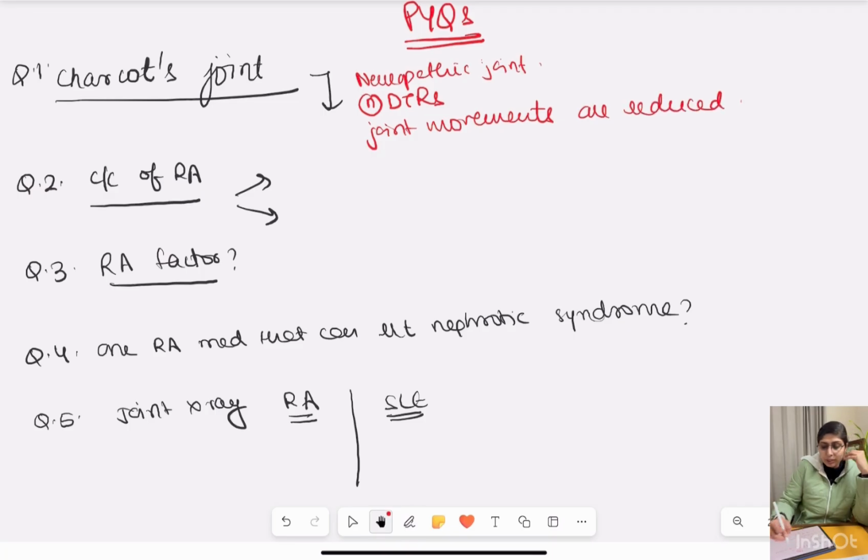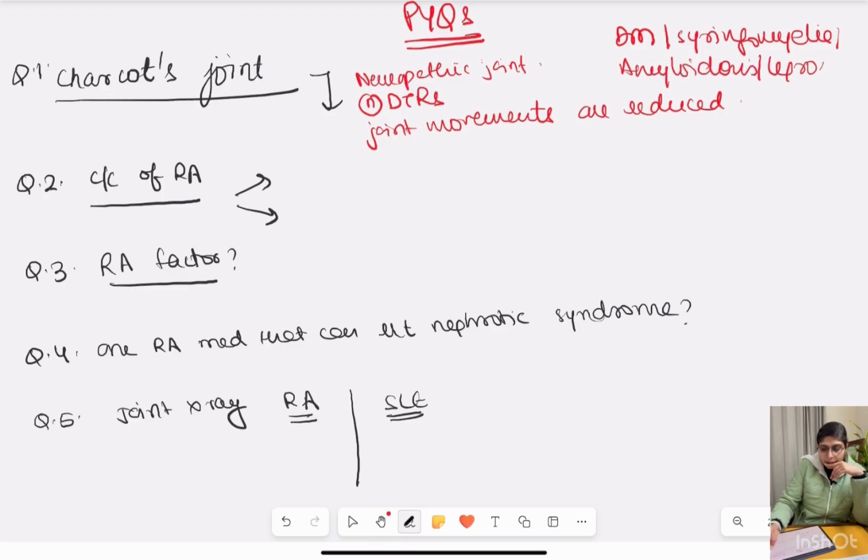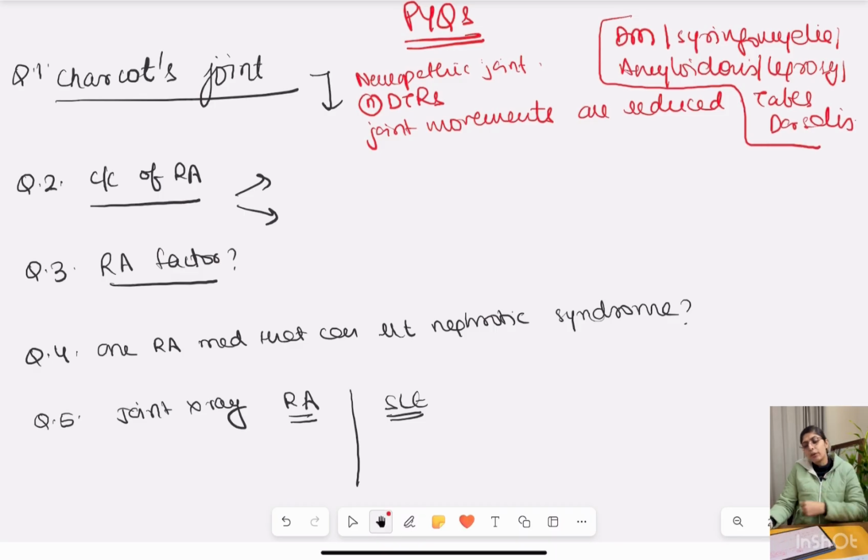What are the disease processes that lead to Charcot joint? One important one is diabetes, then there is syringomyelia, amyloidosis, leprosy, and tabes dorsalis. Complications of RA: amyloidosis, a systemic complication; septic arthritis, a localized complication.